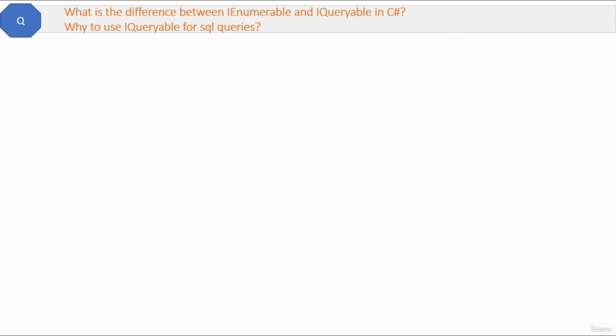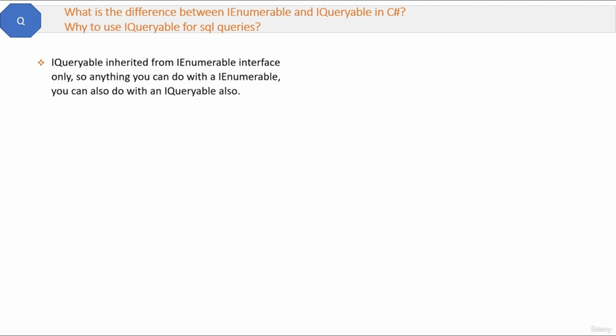Now here is a very important question. What is the difference between IEnumerable and IQueryable in C#? Why use IQueryable for SQL queries? We already know what is IEnumerable, right? Now we will focus more on IQueryable. First, remember this point about IQueryable: it is inherited from the IEnumerable interface only. So anything you can do with IEnumerable, you can also do with IQueryable. For example, iterating the collection can be done by both IEnumerable and IQueryable.